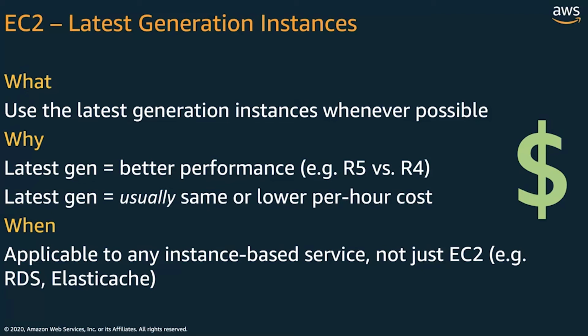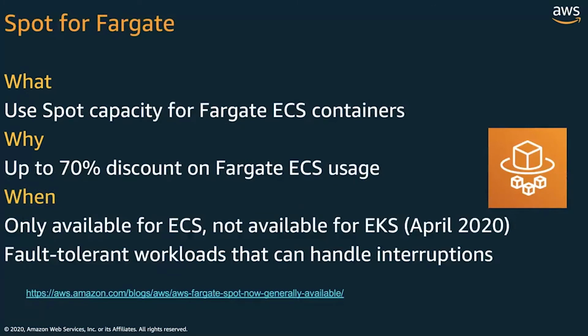So if you look at the R family, for instance, R5 is the later generation than R4. What that usually equates to is better performance, and the cost will either be the same or lower. If you are using an instance for the first time, I would encourage you to use an R5 or a C5 rather than an R4 and an M4. So you always use the latest generation of instances where you can.